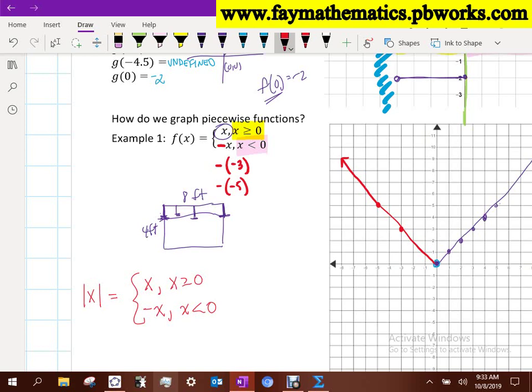So that's the kind of conclusion I wanted to reach, even though it's an easy piecewise to graph: we come across the conclusion that other functions that we use on a regular basis are actually defined, they are written, they're expressed as piecewise.